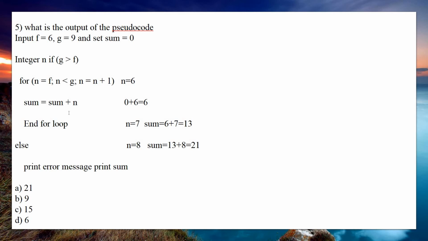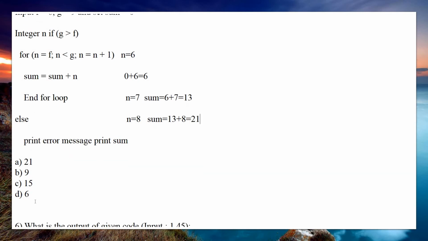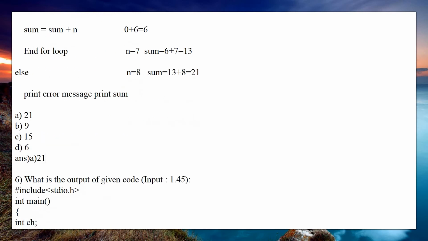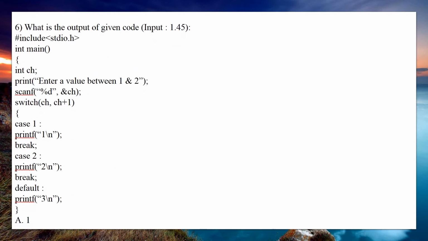So the condition becomes false, so you're going to end the for loop and display the result. What is the result? It is 21. From the options you can see the correct answer is 21, that is answer A. So 21 is the correct answer for this question. We shall see the next question, that is the sixth question.